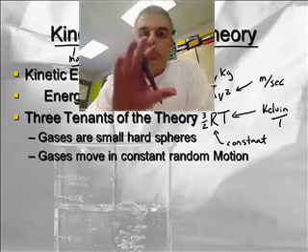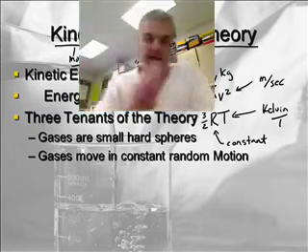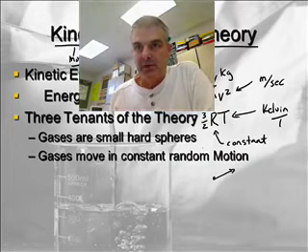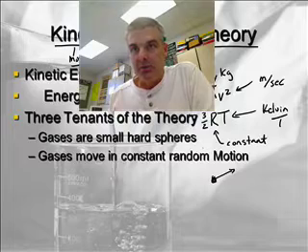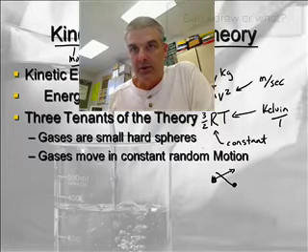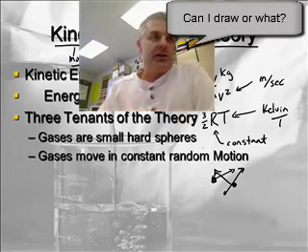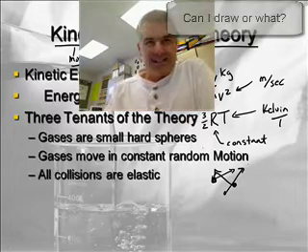Okay, and they move in constant motion. So sometimes they're going this way and then that way, and so they move around. So this sphere might move in this direction, and then another one might be moving in that direction, and another one this way. And it's 3-dimensional. It's not just a flat piece of paper. They're moving in 3 dimensions. And lastly, they are all elastic.